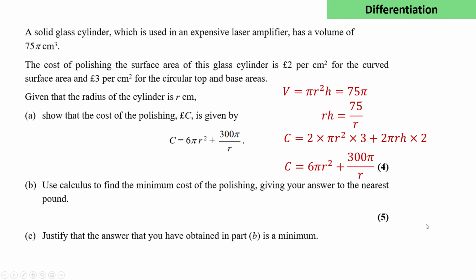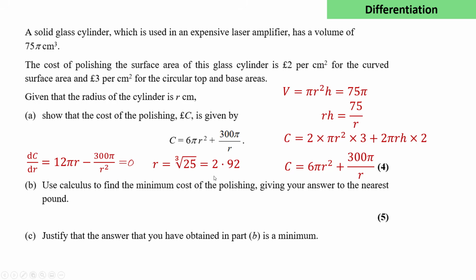Use calculus to find the minimum cost. So first of all, we differentiate with respect to r. We get dc by dr equal to 12 pi r minus 300 pi over r squared. At a minimum, this derivative will be 0. We can solve this to find r. It will be the cube root of 25, which equals 2.92.